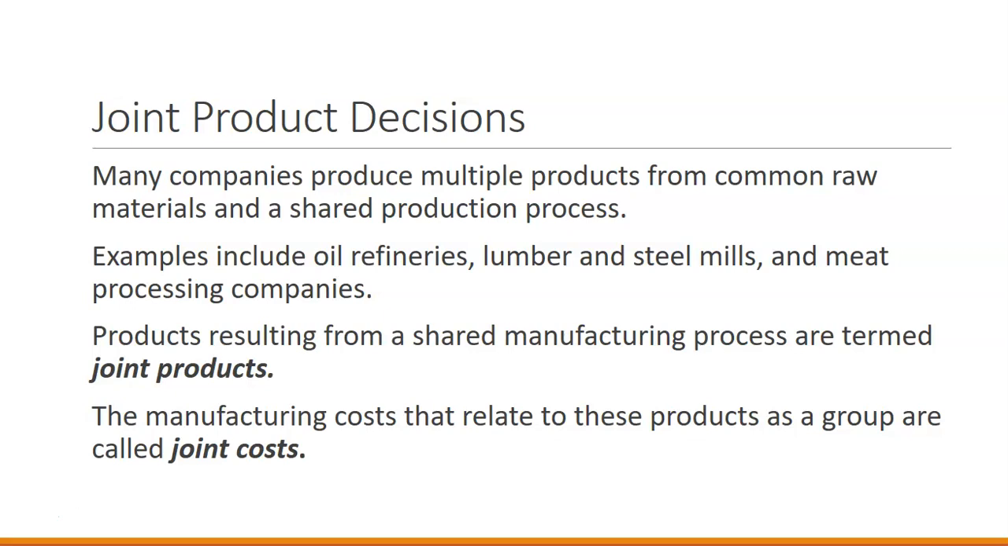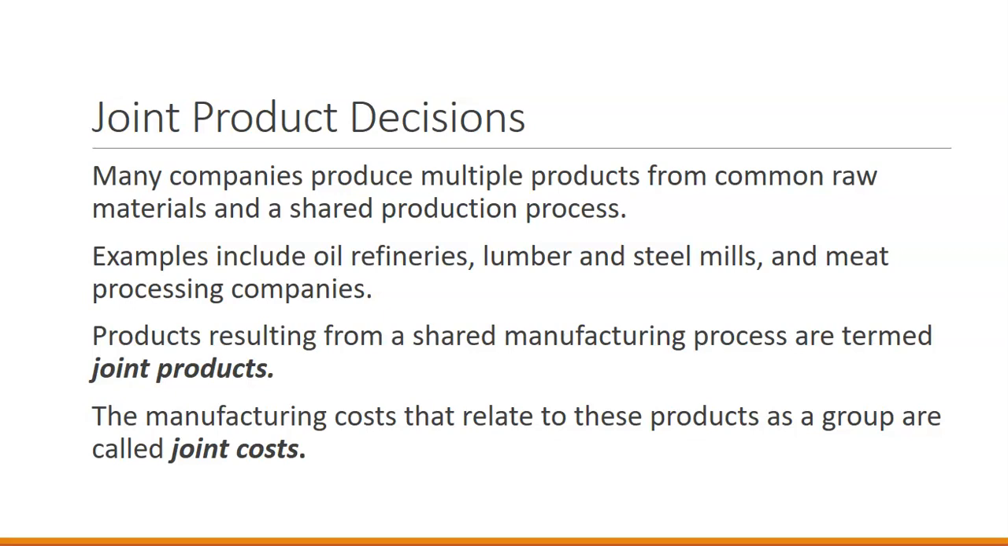If we look at lumber processing, regardless of what those trees become, what kind of lumber products we make, the process for processing trees is the same across all products. First we cut down the trees, and we run them through to take the bark off. Those products that result are called joint products, and any costs that are part of that joint process are called joint costs.